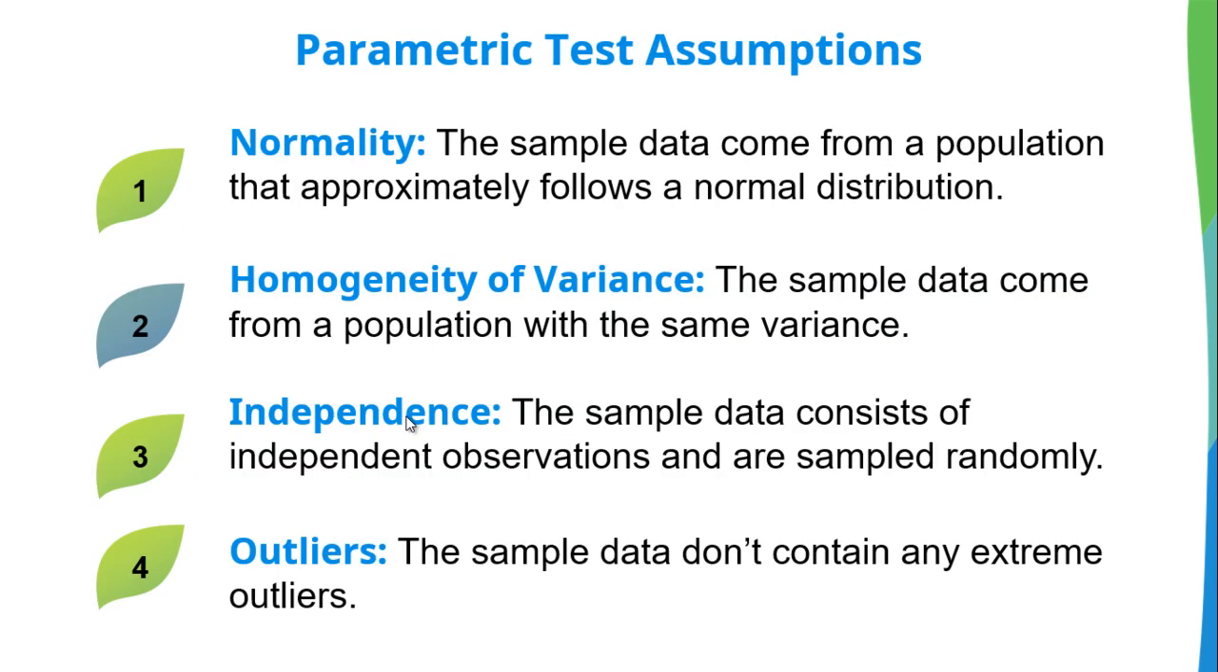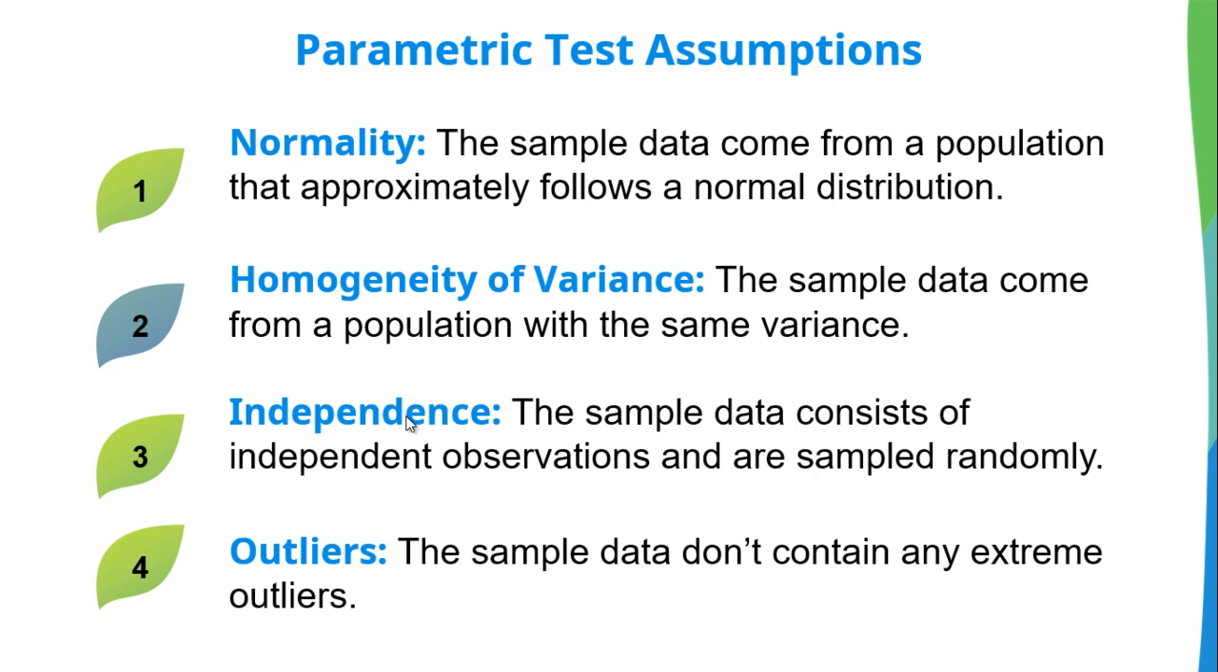Under inferential, we have what they call parametric and non-parametric tests. Parametric tests have some assumptions. Now we are going to look at both parametric and non-parametric later, and how we handle them under this particular course. But at least we need to understand the assumptions of parametric tests first, one of which is called normality. The sample data come from a population that approximately follows a normal distribution.